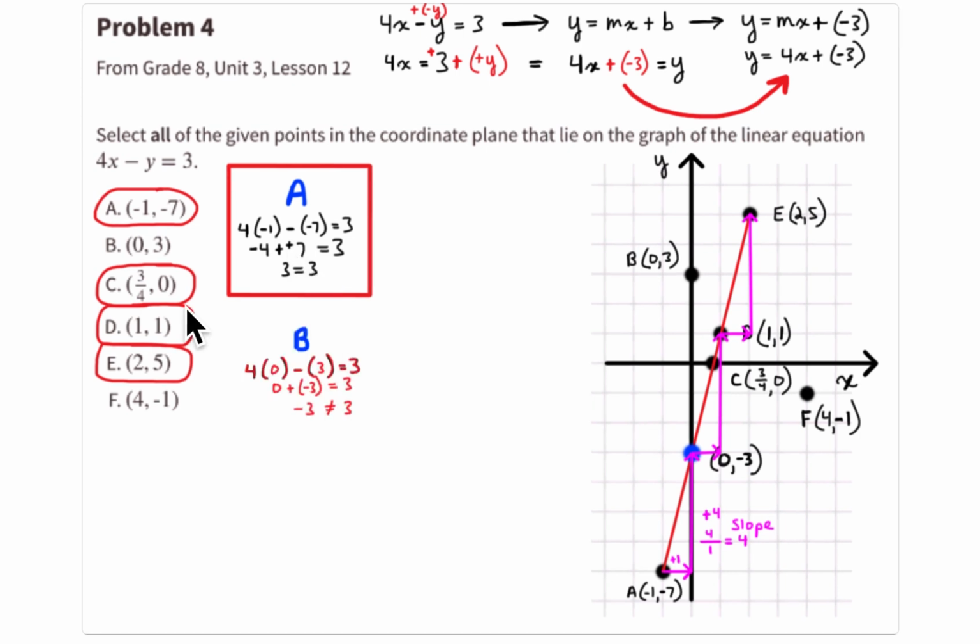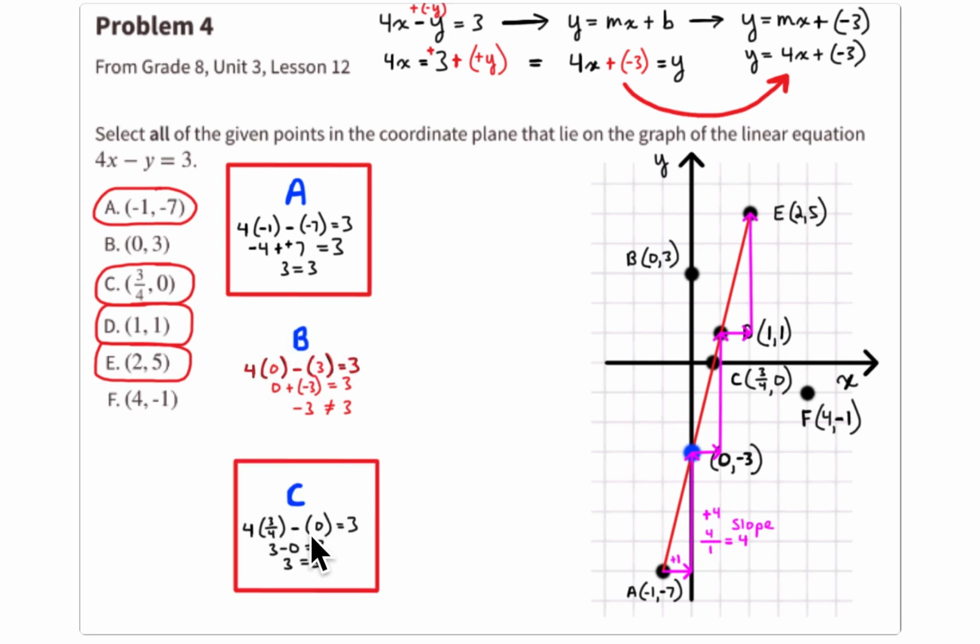B is not. So when we figure this out, we should end up with something other than 3. So 4 times 0 minus 3, so y is 3. 4 times 0 is 0, plus a -3. So you add a -3, that equals -3. Well, -3 does not equal 3. So this one does not work.